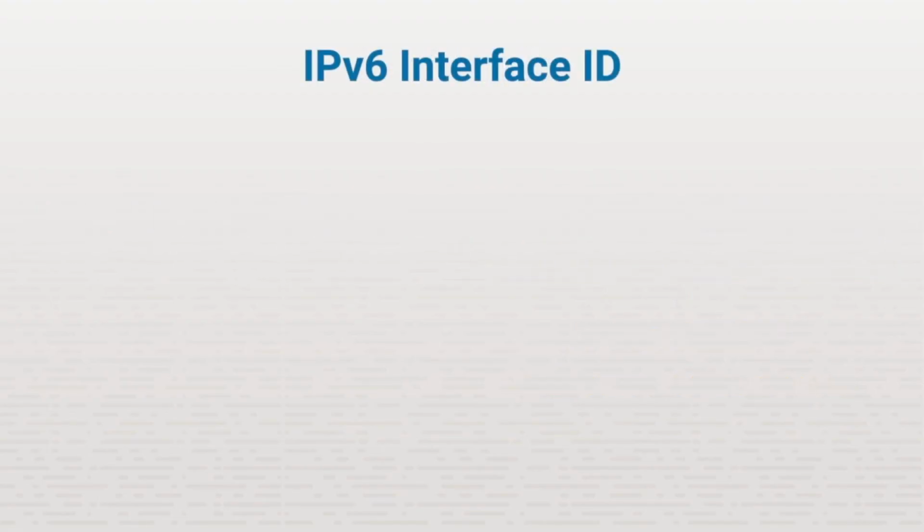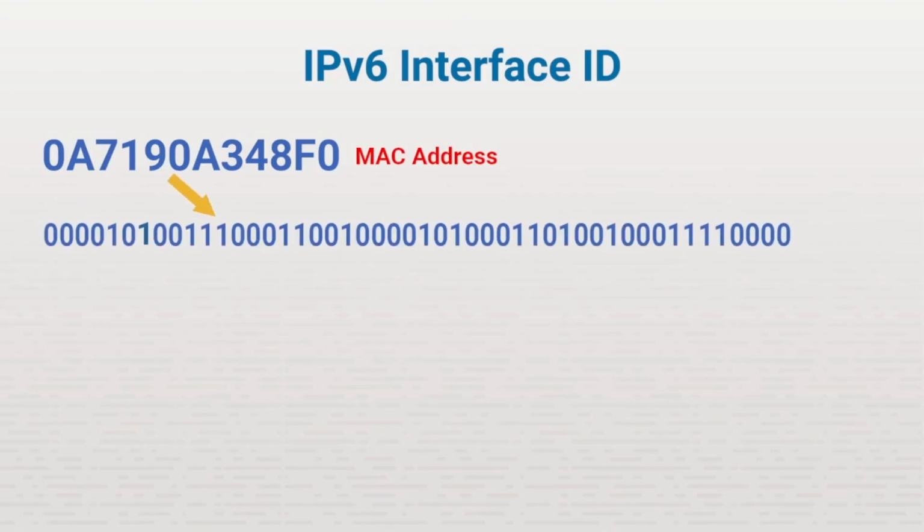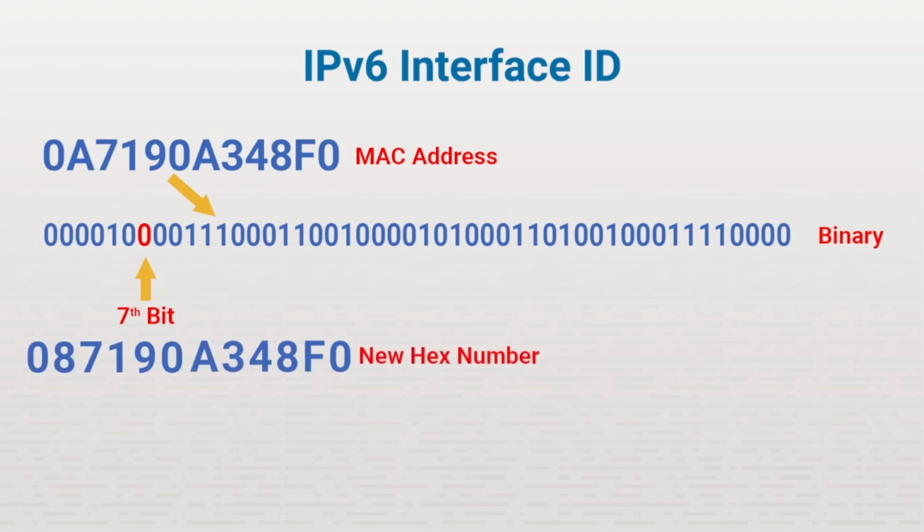The first step is to take the MAC address of the computer where this ID will be assigned and convert it to binary. Next, the 7th bit from the left is flipped. This means that since this number is a 1, it now becomes a 0. Had it been a 0, it would have become a 1. This new binary number is now converted back to a hexadecimal number.